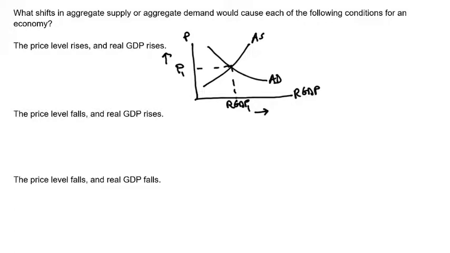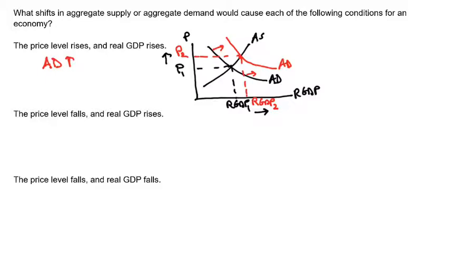So what kind of change in this economy will give us this result? If I look at all the different options, I can tell that an increase in aggregate demand, a rightward shift in aggregate demand, would actually result in higher real GDP and higher prices. Okay, so I'm just going to say an increase in AD will increase the price level and increase real GDP. Let's take a look at the next one.